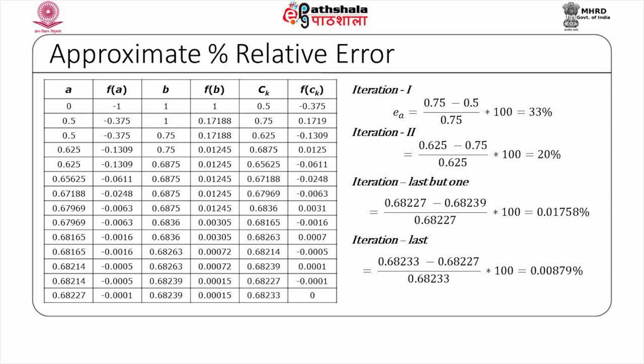So, for the last but one row, we have the current estimate 0.68227 minus 0.68239, divided by the current 0.68227, and that gives 0.01758%. And for the last one, 0.68233 minus 0.68227, similarly divided by 0.68233, it gives you 0.00879 percent relative error. And if you look at the last column, the function values have become almost 0. So, we have got the root of the equation. This is how the concept of approximate error and approximate relative error can be used as a stopping criterion.